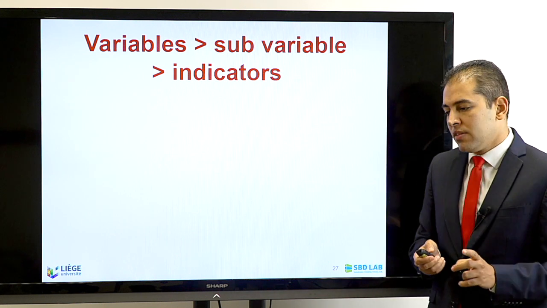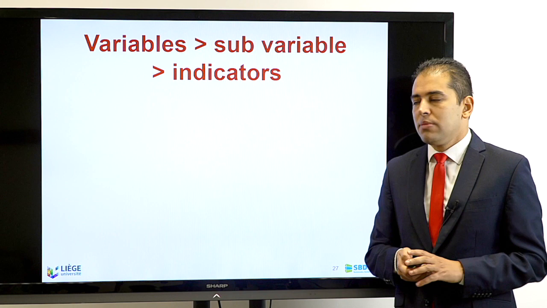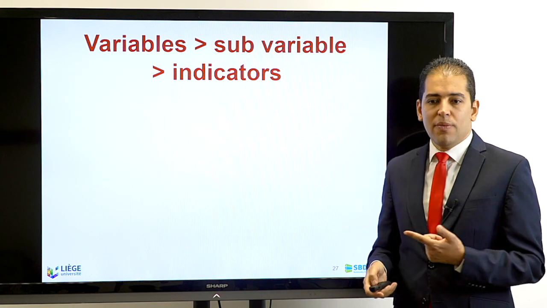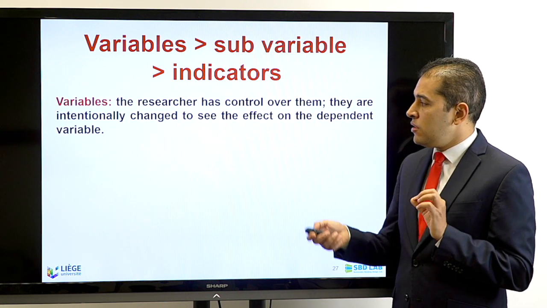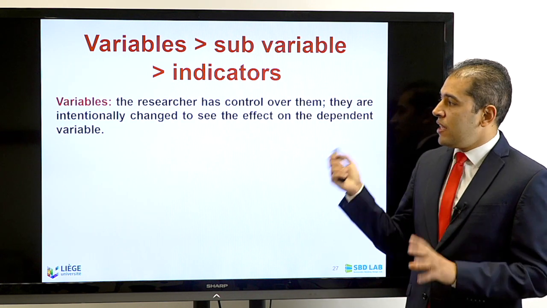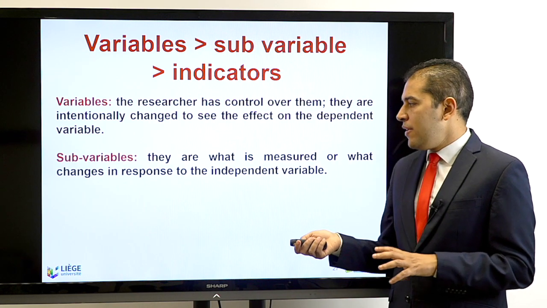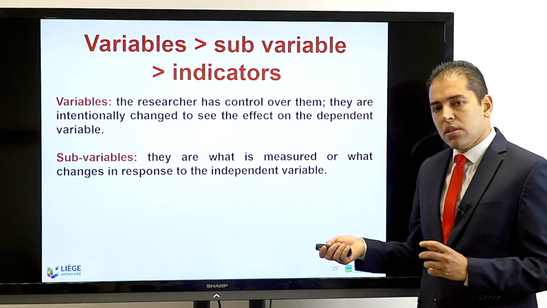So this is very important. But never forget this question when somebody presents their research plan for experimental research. The first thing I ask about is, what are your variables, what are your sub-variables, and what are your indicators. Independent variables are simply those the researcher has control over. They are intentionally changed to see the effect on the dependent variable. Sub-variables, they are what is measured or what changes in response to the independent variable.